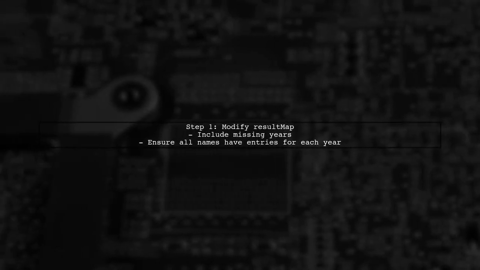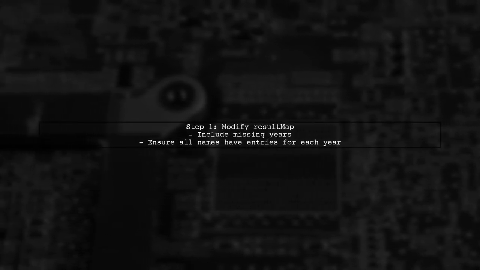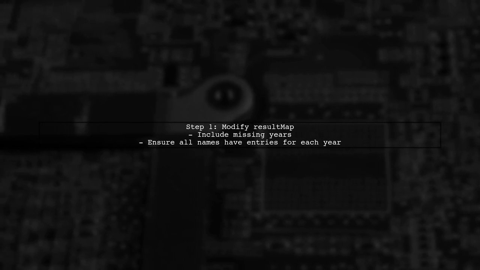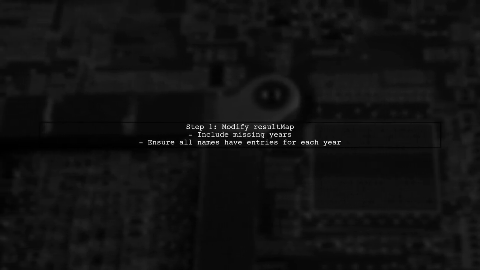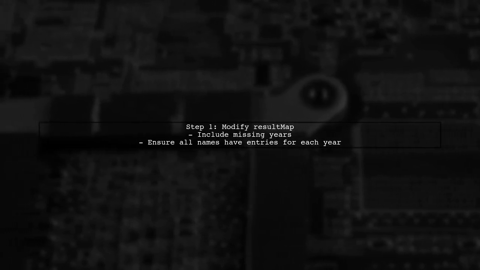Now, let's get started. To achieve the desired output format, we will first need to modify our existing result map. This will allow us to include entries for years that do not have any data.